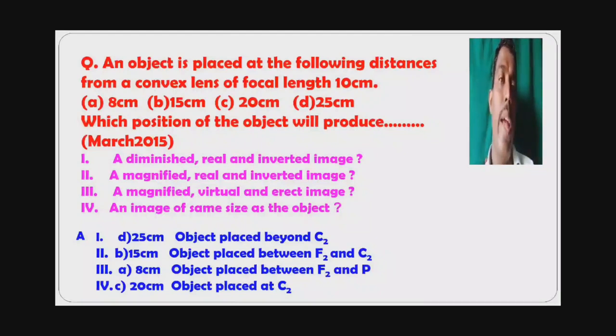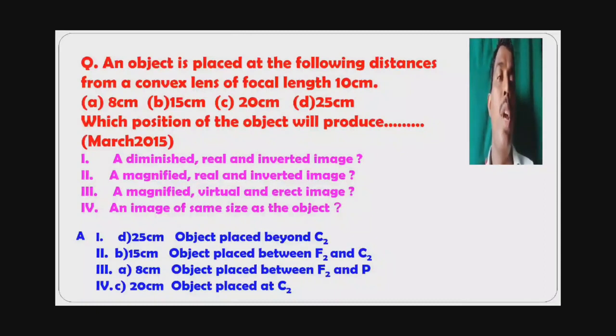Third one, a magnified, virtual and erect image. A magnified, virtual and erect image is formed when the object is placed between focus and optic center. So when the object is at 8 centimeters, the object is placed between F and P. In that case, a magnified, virtual and erect image is formed.